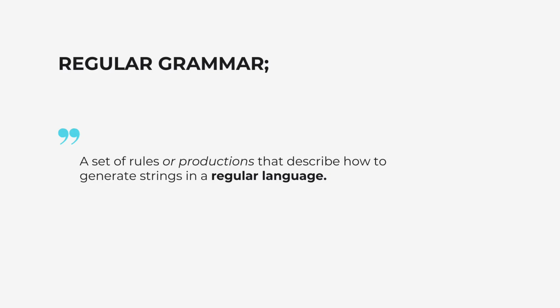Now, what is regular grammar? A regular grammar is a set of rules or productions that describe how to generate strings in a regular language. It is one of the simplest types of grammar in the Chomsky hierarchy and is closely related to finite automata and regular expressions.